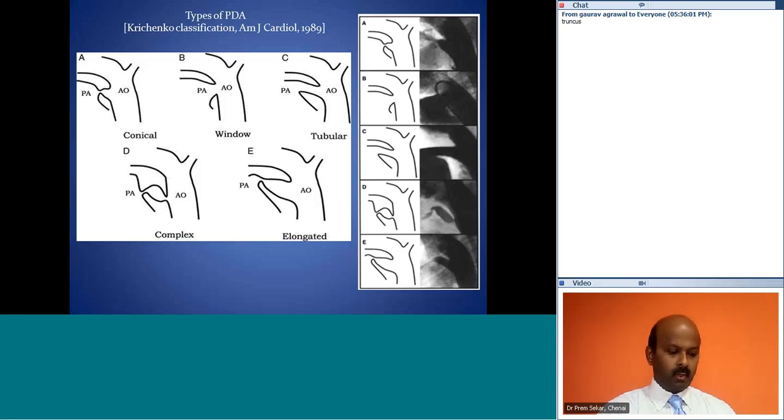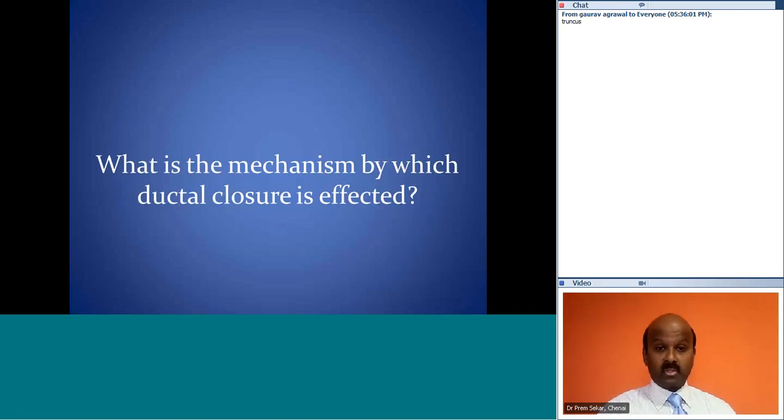The media, by virtue of being a single-layered structure, is prone to disruptions, with the effect that the smooth muscle cells from underneath the media protrude through these disruptions, proliferate, forming longitudinal ridges, which are called intimal mounds. Now, what is the mechanism by which ductal closure is effected?